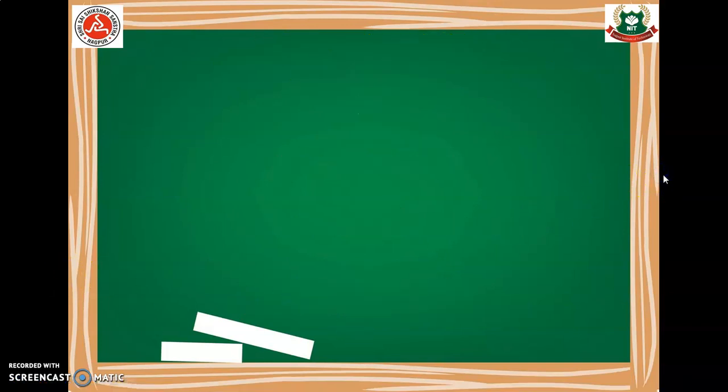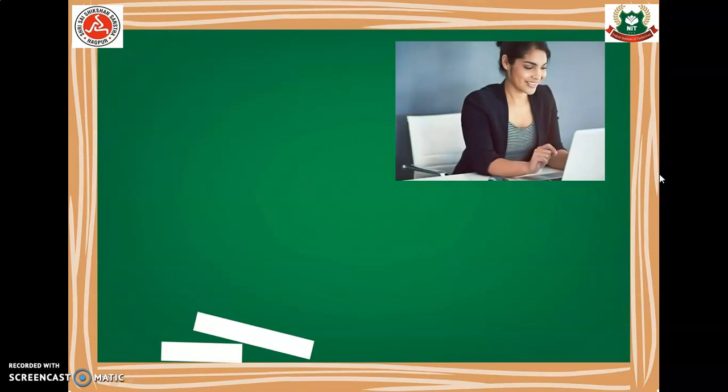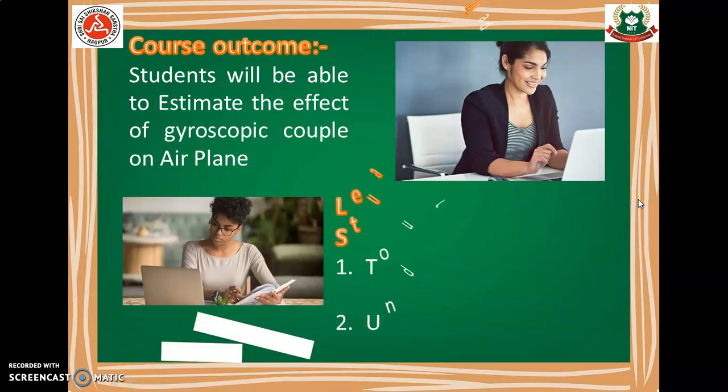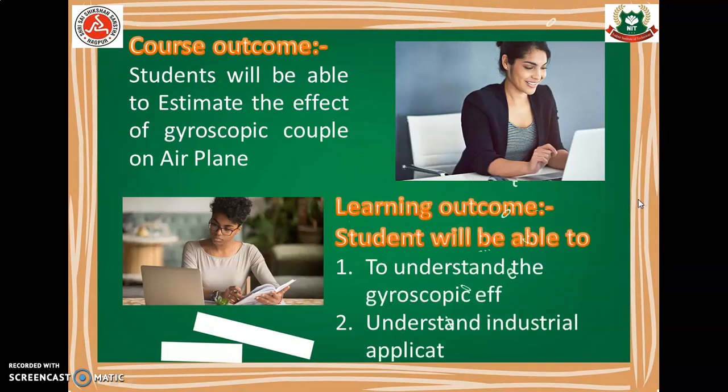Let us see the course outcome of today's lecture. Students will be able to estimate the effect of gyroscopic couple on airplane. Means after seeing this video you will be able to estimate the effect of gyroscopic couple on airplane, and we are covering the following learning outcomes. Means after completion of this lecture, what you will learn? You will be able to understand the gyroscopic effect, and you will understand the industrial application of gyroscope.